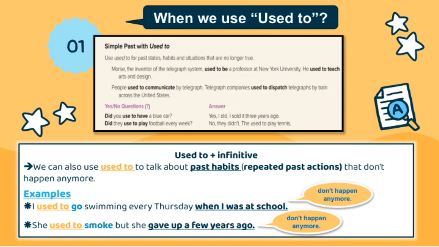So what does don't happen anymore mean? It refers to habits or actions in the past that no longer occur. When we want to talk about these past habits, we use the phrase used to. For example, I might say, "I used to go swimming every Thursday when I was at school." That means I did it regularly in the past, but I don't do it now. Another example is, "She used to smoke, but she gave up a few years ago." Here, we're talking about a past habit that she no longer has. The key point is that used to helps us describe actions or routines that were common before but have stopped now. Remember, it's a useful way to connect past habits to the present, highlighting changes over time.